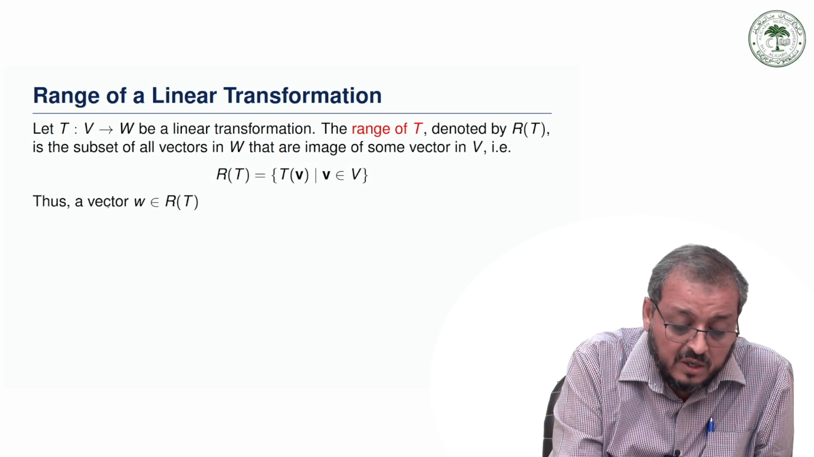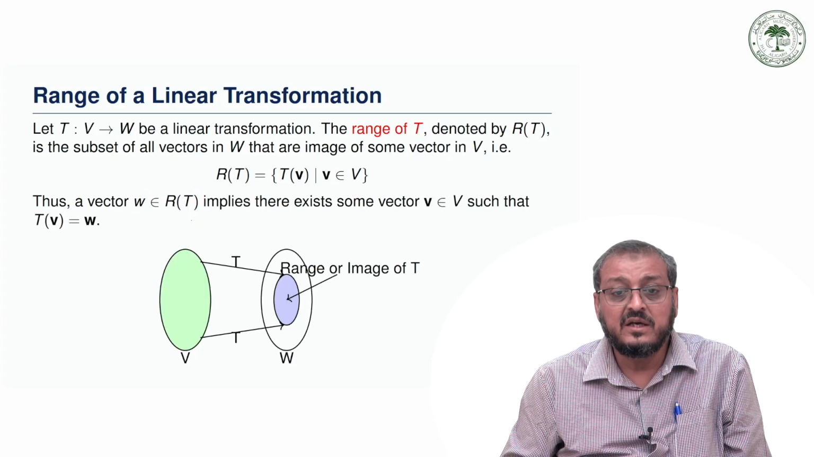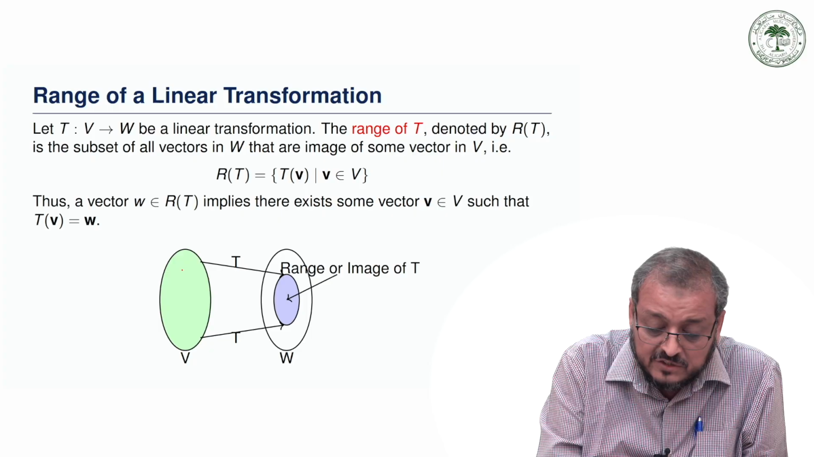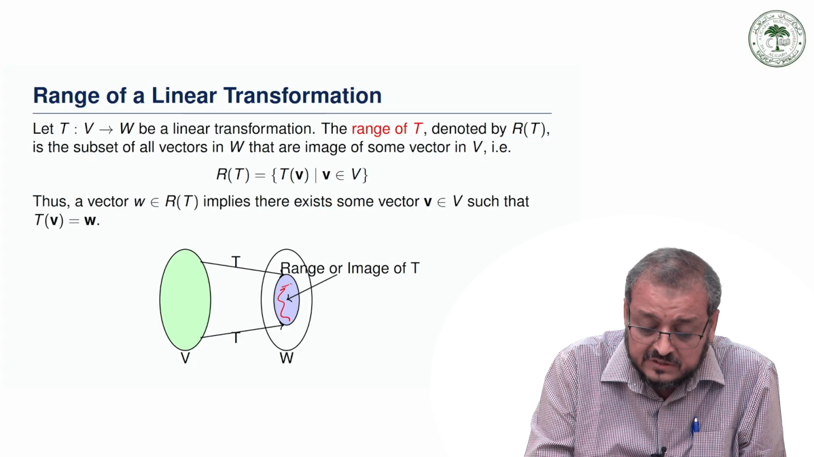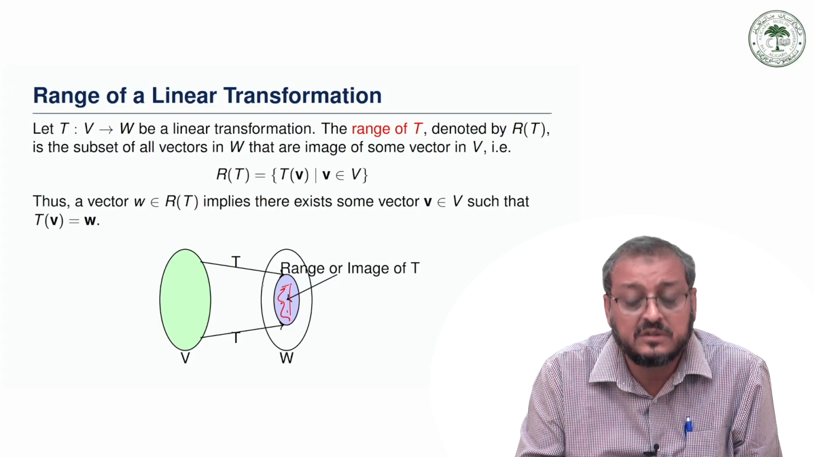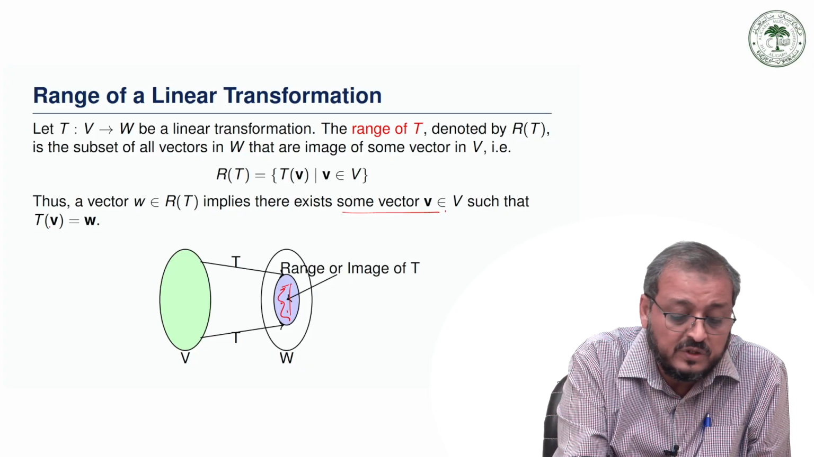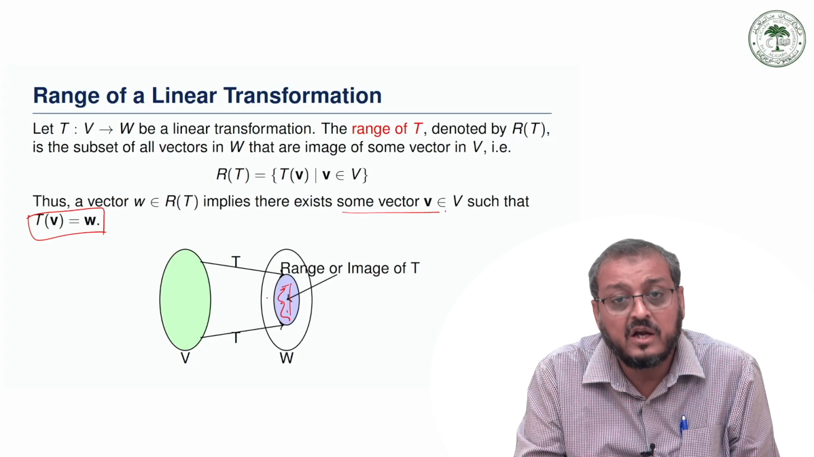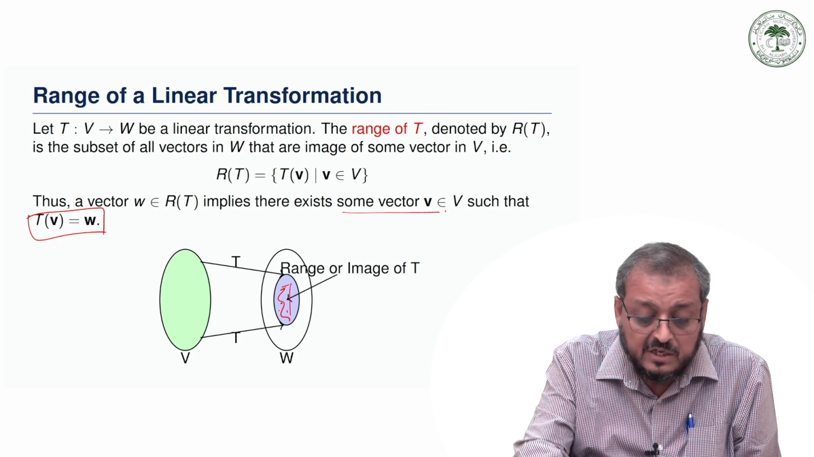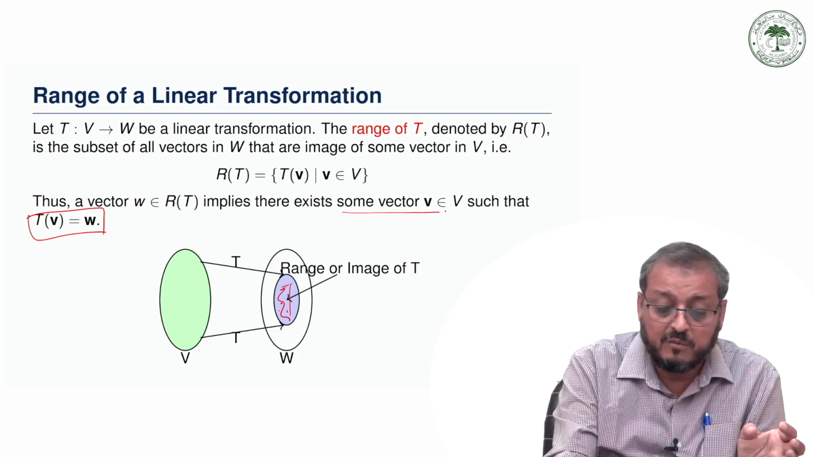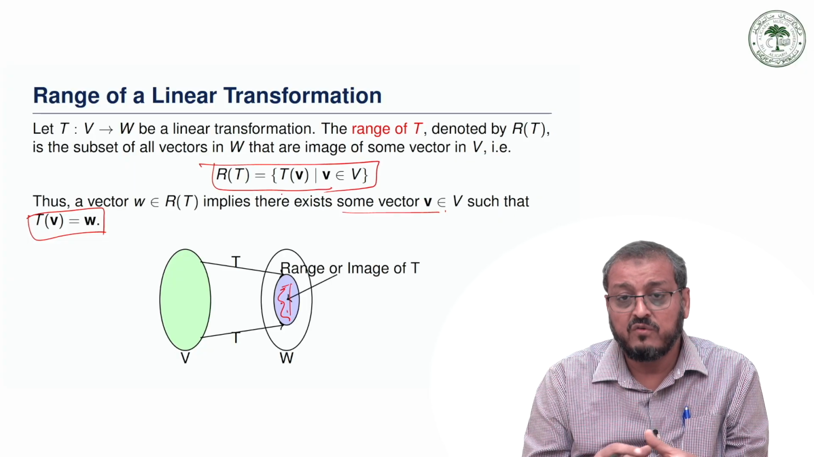A vector w is an element of R(T) if all the elements map to it, that is, there exists some v belonging to V such that T(v) is equal to w. So clearly, all the elements we are collecting in this form make up R(T), which is equal to the set of T(v), where v is an element of V.